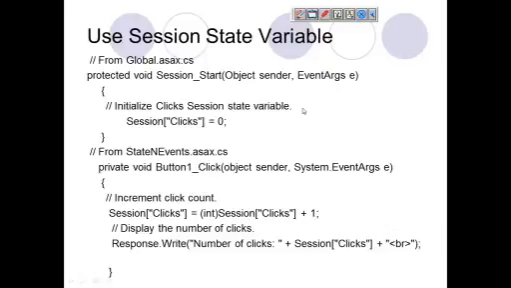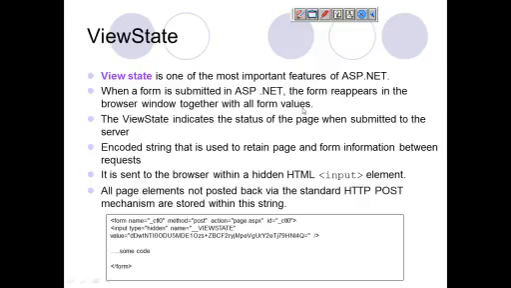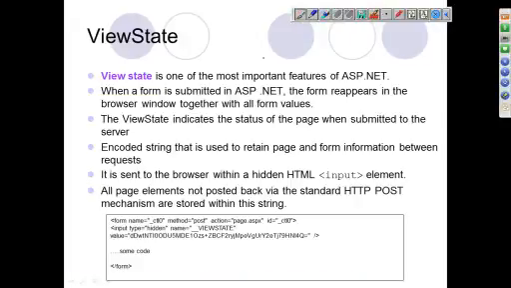So application variable is available at the application level for all the sessions. Session variable is available only to that session. Now within a session we have multiple pages. View state is for each and every page, or it is page specific, web form specific.